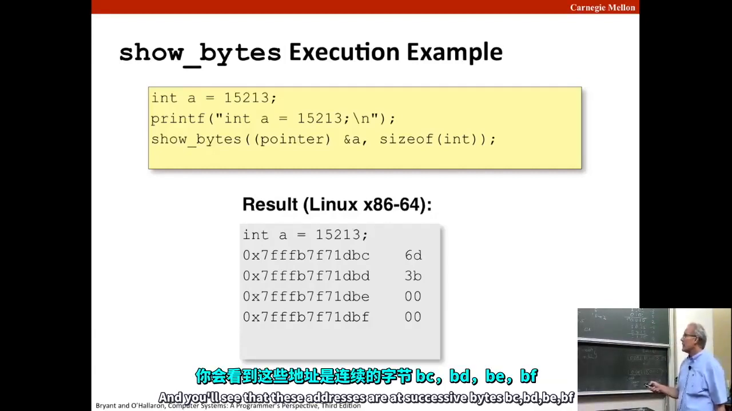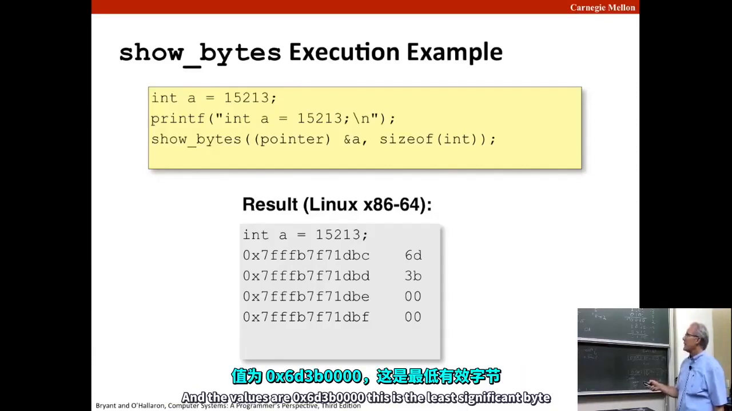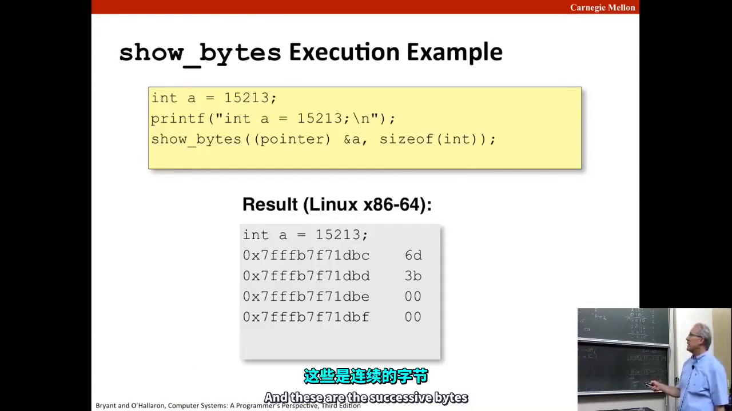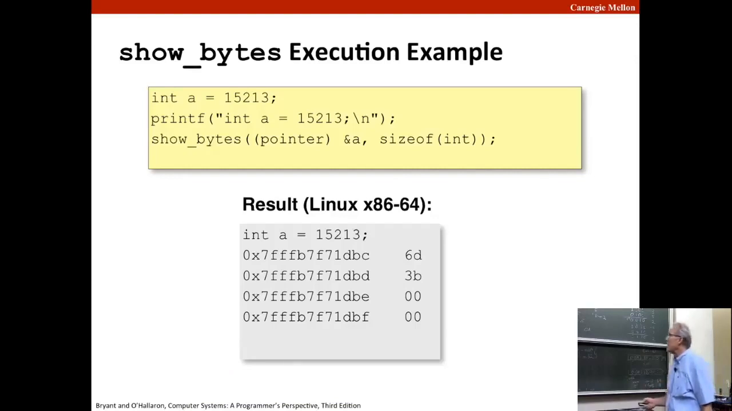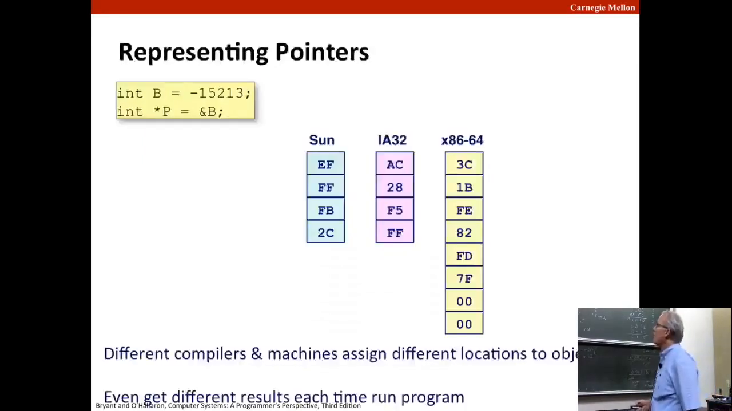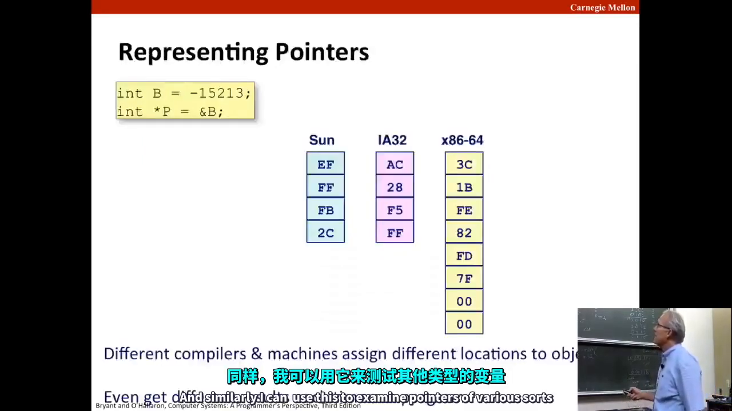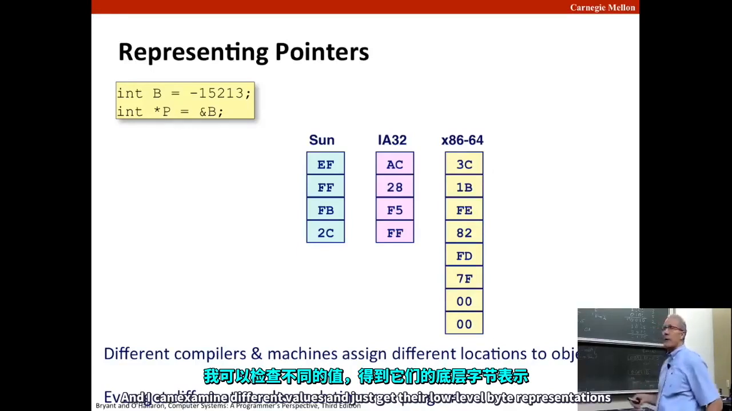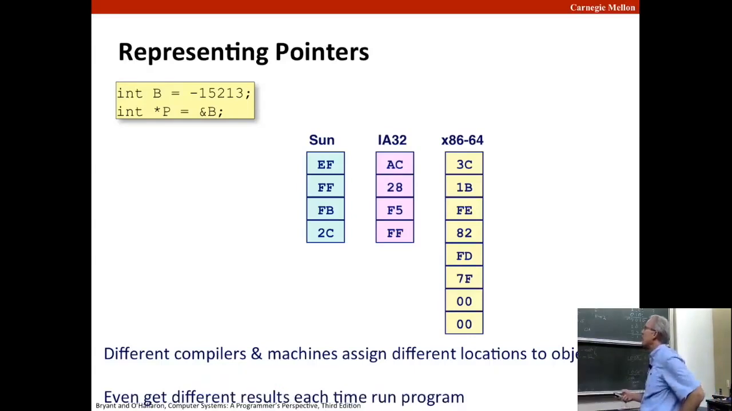And you'll see that these addresses are at successive bytes, BC, BD, BE, BF, and the values are 60, 3B, 0, 0, 0, 0. This is the least significant byte, and these are the successive bytes. And similarly, I can use this to examine pointers of various sorts, and I can examine different values and just get their low-level byte representations.